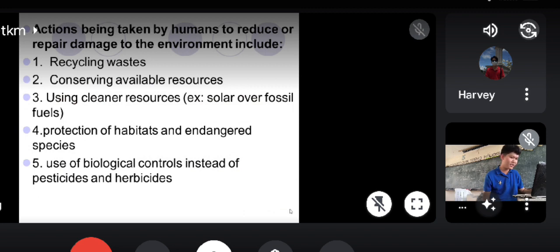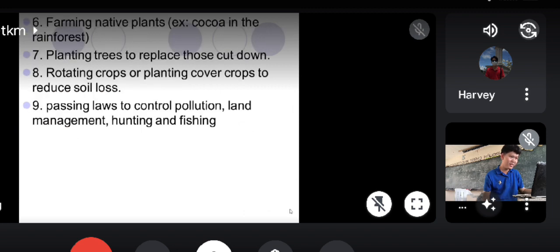pesticides and herbicides. Six, farming native plants, for example cocoa in the rainforest. Seven, planting trees to replace those cut down. Eight, rotating crops or planting cover crops to reduce soil loss. Nine, passing laws to control pollution and manage hunting and fishing.